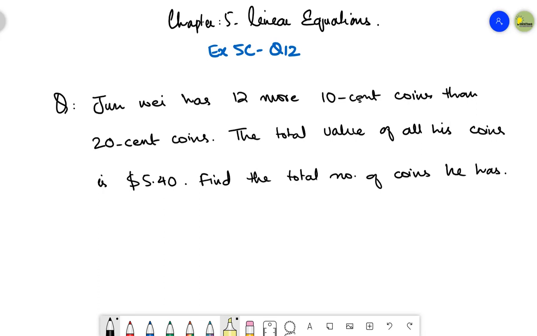Okay, basically there is a boy who has 10-cent coins and 20-cent coins, and the total amount in his hand is $5.40. This is the total amount in the form of coins that he is carrying. Now, what do we need? We need to find out exactly the total number of coins that he has, the total 10-cent and 20-cent coins.